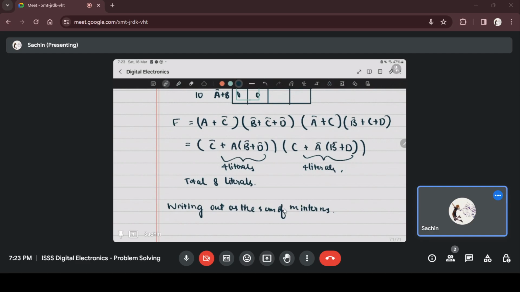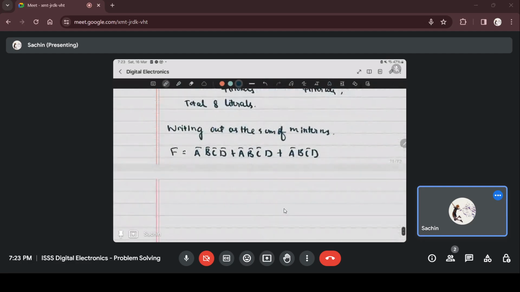there are 6 minterms. F will be a bar b bar c bar d bar plus a bar b bar c bar d plus a bar b c bar d plus a b bar c d plus a b c d bar plus a b bar c d bar. That is using all the minterms.